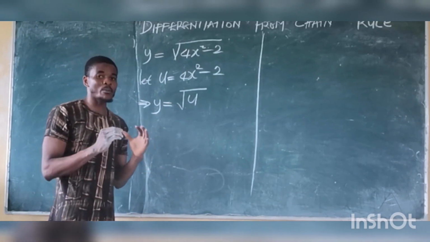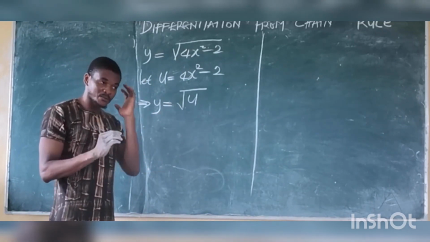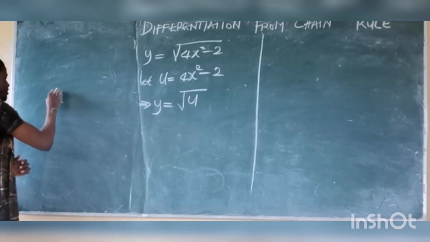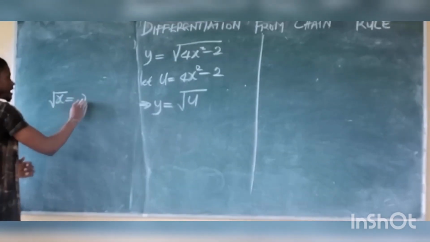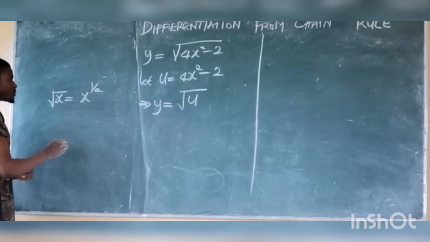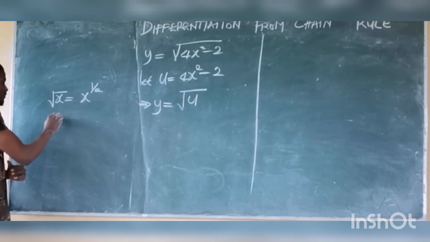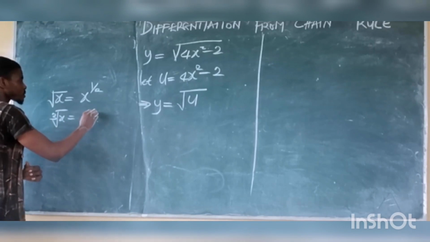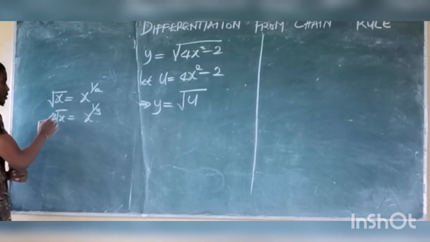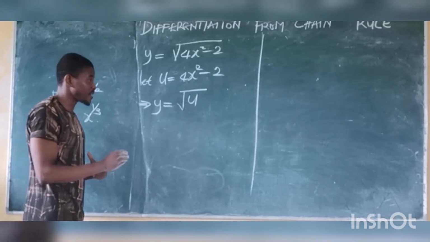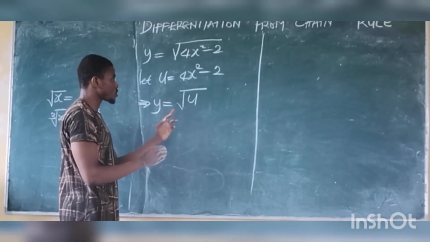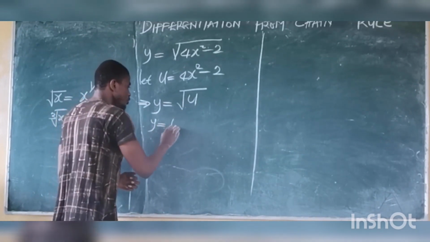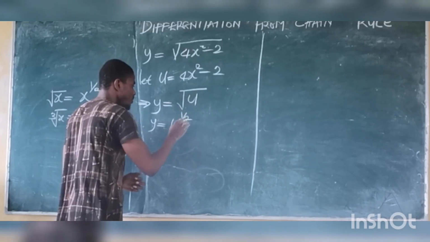At this point, I'm going to place this in index form. Recall that if I have the square root of x, this simply means x to the power of 1 over 2 because of this square root. Also, if I have the third root of x, it means x to the power of 1 over 3. The same thing applies here: y equal to square root of u means y is equal to u to the power of 1 over 2.